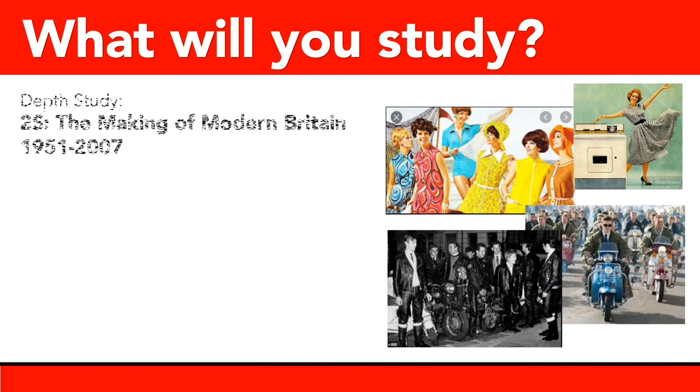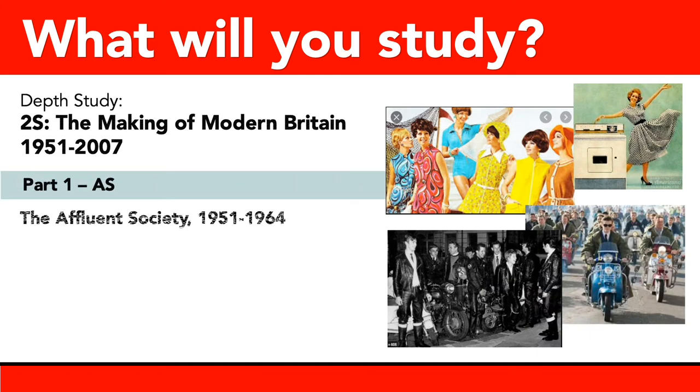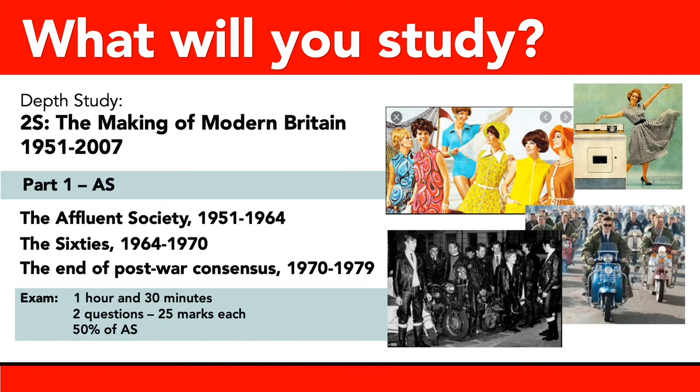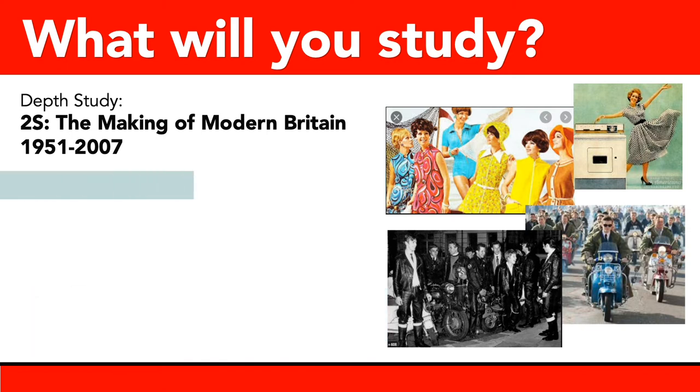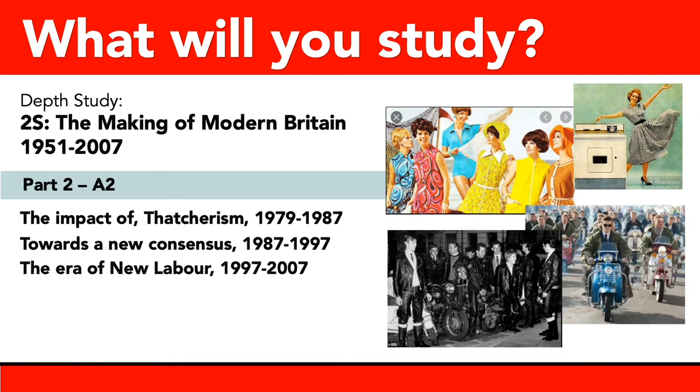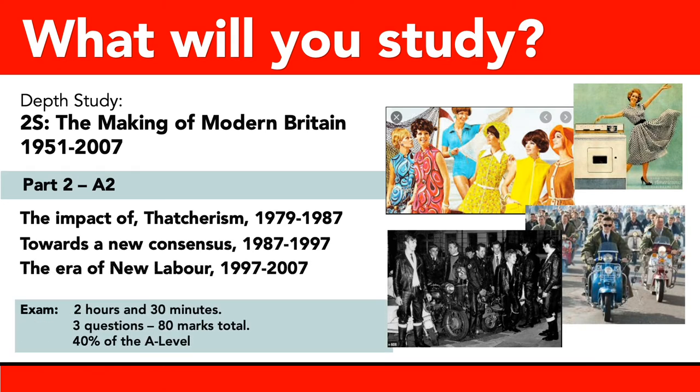In Unit 2, you will study the making of modern Britain from 1951 to 2007. In Year 12, you will start by looking at society and the study of affluence, 1950s post-World War II. You'll look at the fun and glamour of the swinging 60s. By contrast, at the end of Year 12, you'll see how Britain faced growing economic and social instability with events such as the Winter of Discontent, and see how Margaret Thatcher was voted into power with a new Conservative mandate to fix those existing problems.